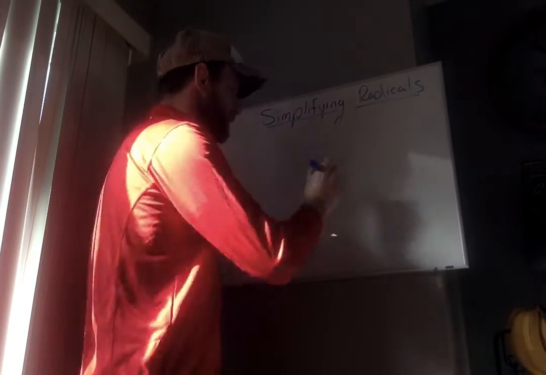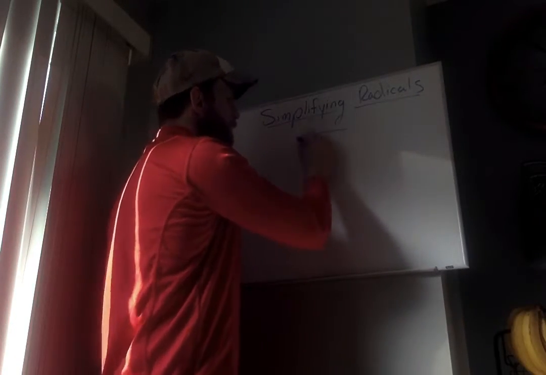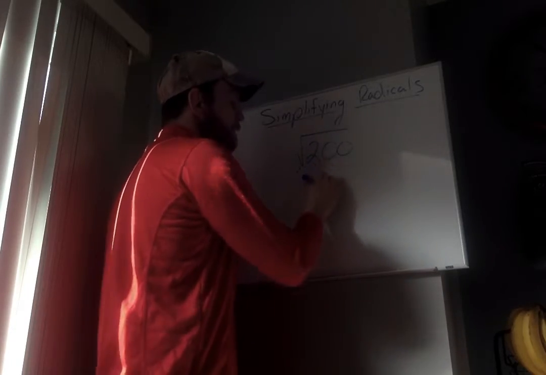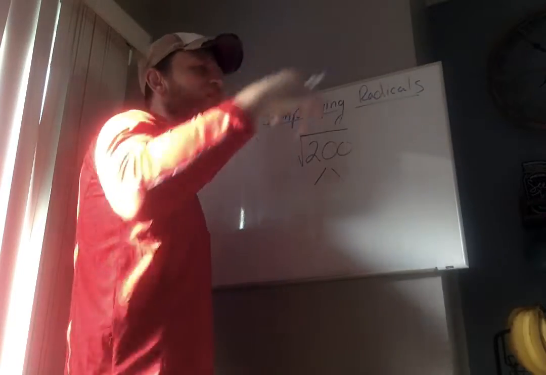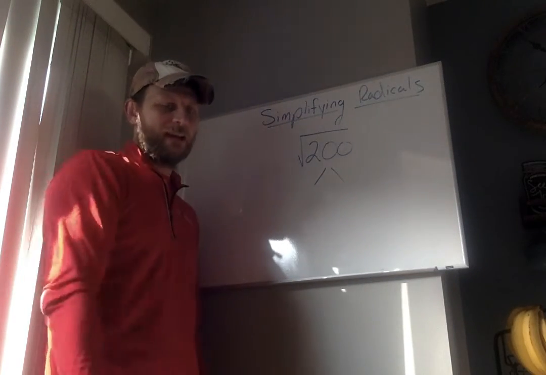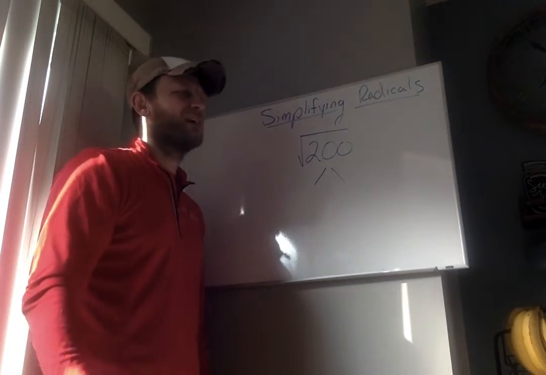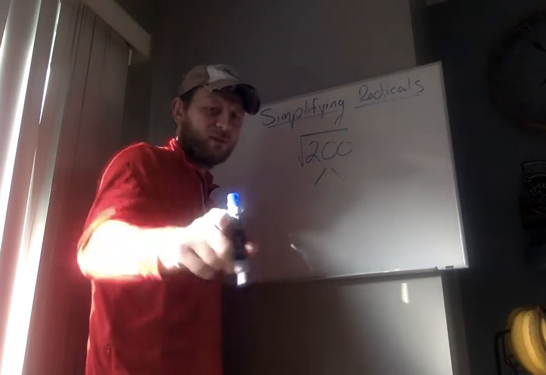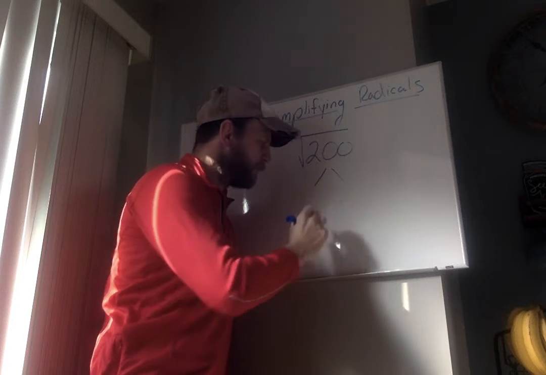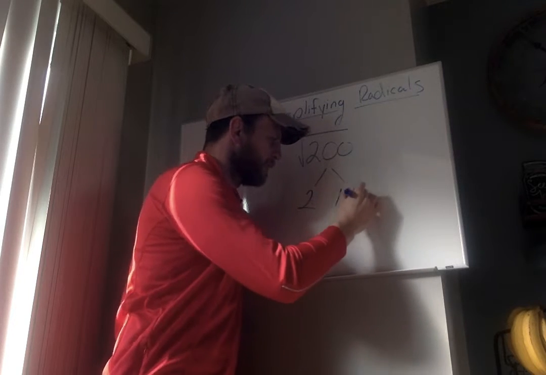All right, let's break down the square root of 200. Square root of 200. Okay, now I use those perfect squares that we learned about to my advantage here. It's going to help me break things down. Remember, I'm looking for pairs. Okay, so watch how I do this one. 200. 2 times 100.